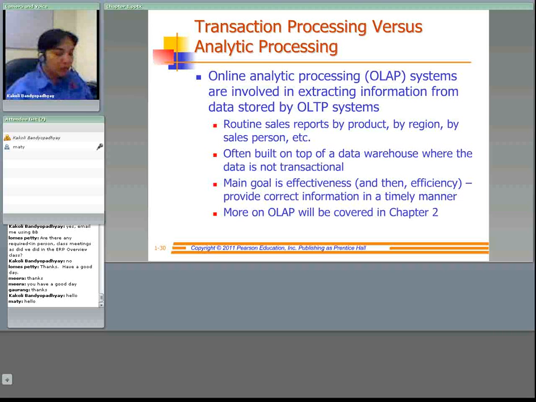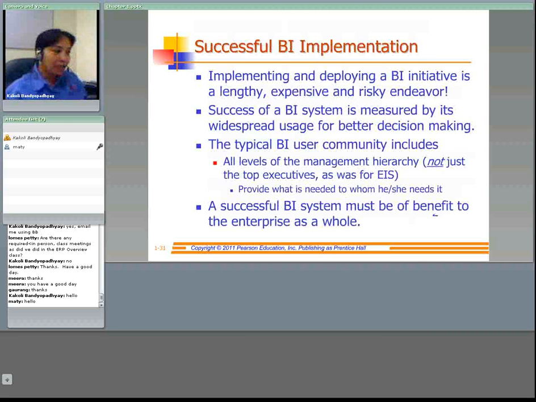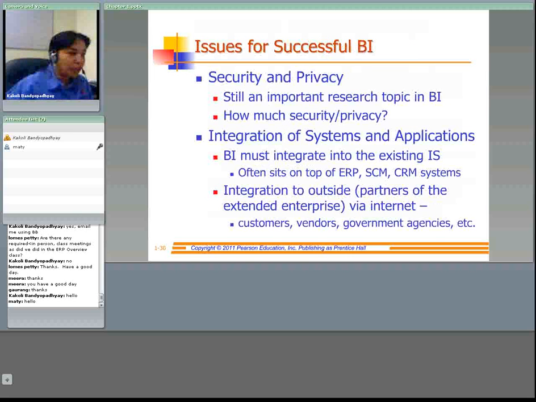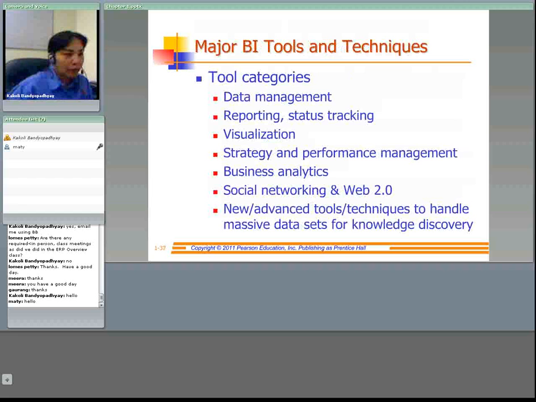Then major tools and techniques of business intelligence. I would ask you to look at table 1.3 in the book. The major tools of BI are basically data management, a variety of reporting, status tracking, visualization, strategy and performance management, business analytics, social networking and Web 2.0, and new and advanced techniques to handle massive data sets for knowledge discovery.